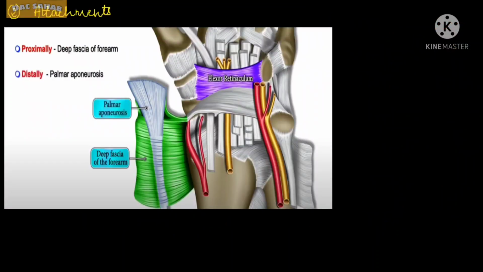Now talking about the attachments of flexor retinaculum. Distally it is attached with palmar aponeurosis and proximally it is attached with the deep fascia of the forearm. Alright, so in attachments we got 2 points: distally it is attached with palmar aponeurosis and proximally it's attached with deep fascia of forearm.